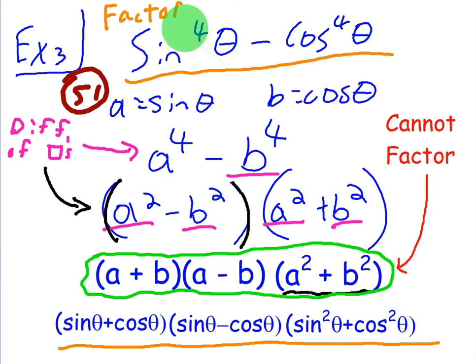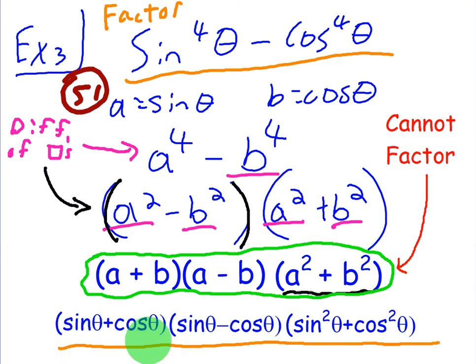Now, as I said before, we need to completely factor this. Just because you factor it with one step doesn't mean you're done. Notice that what we have on the left is also a difference of squares. So we can factor this a squared minus b squared again down to a plus b, a minus b. The a squared plus b squared can't factor. There's no such thing as a sum of squares.